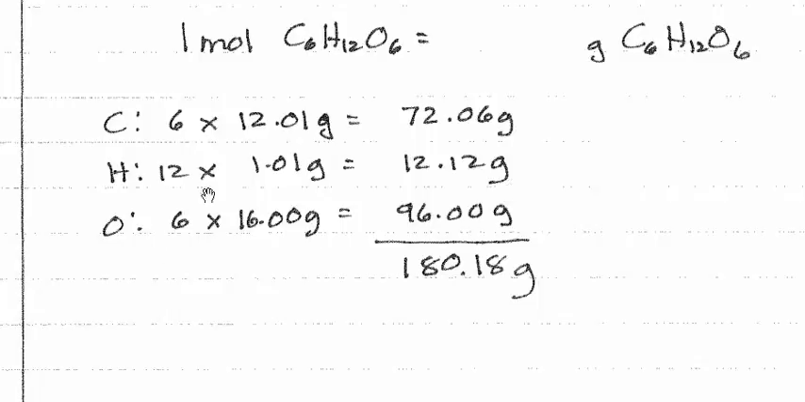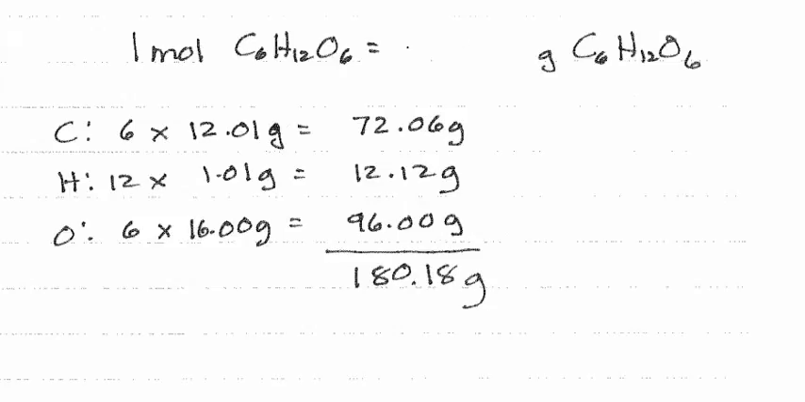For oxygen, in a mole of glucose, there are 6 moles of oxygen, and I multiply that by the molar mass of oxygen, as found on the periodic table, and I get a total of 96, because 6 times 16 is 96. The units for all of these masses are grams. So I sum 72.06 plus 12.12 plus 96.00, all in grams, and I end up with 180.18.